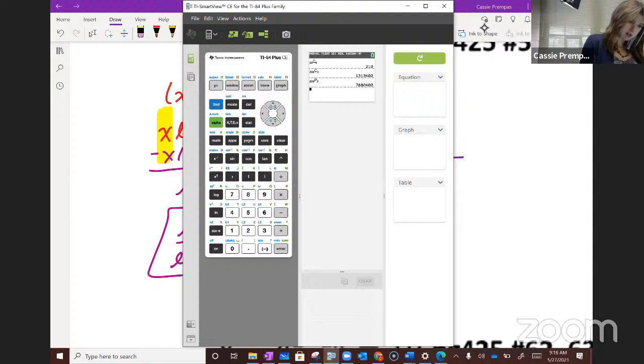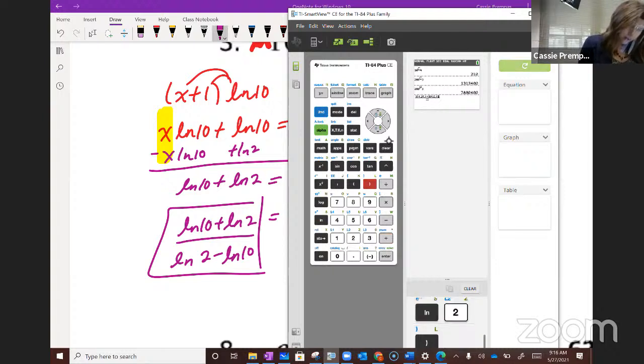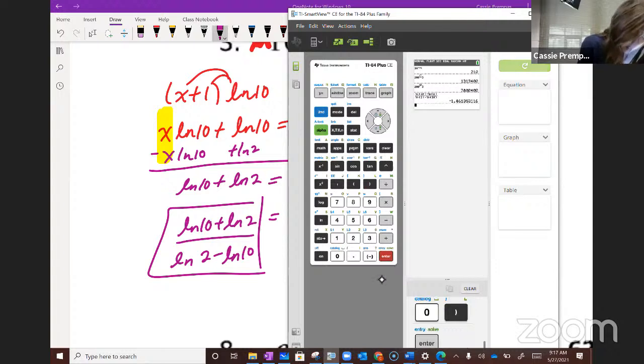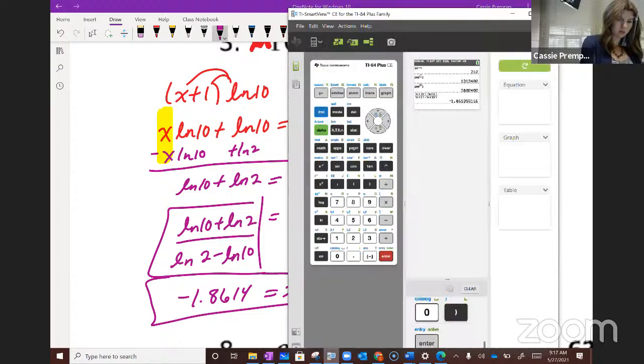So I would press alpha y equals n over d, and I'm going to choose natural log of 10, close that, plus natural log of 2, close that, over natural log of 2, minus natural log of 10, close that, and my answer to 4 decimal places would be negative 1.8614.